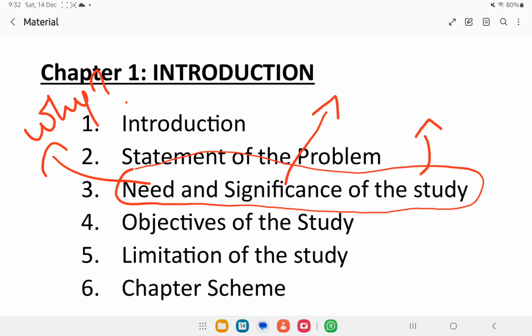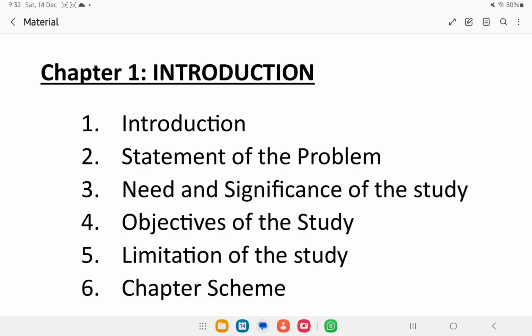It can be common people, it can be people who are selling something, it can be anyone, but find who all will benefit if you complete your study, and it should be stated as the significance of the study. Then you have the objectives of the study.